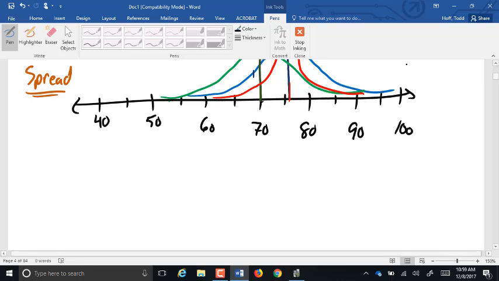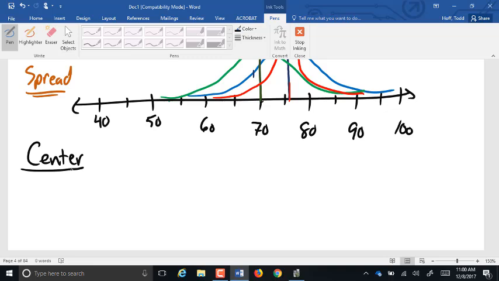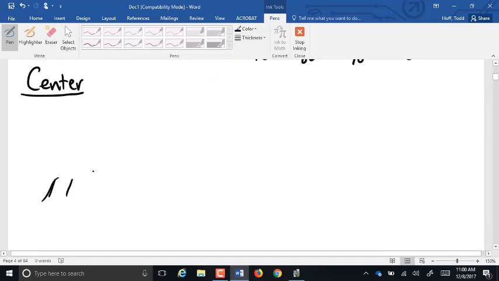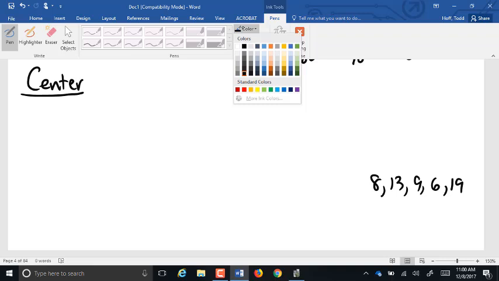So let's talk about numerically describing the center. We actually have a few different ways of describing the center. To do this, let's get a set of numbers here that we're going to use. I'm going to use some smaller numbers just to make life easier on me. Let's just stick with those 5 for now. There's my set of numbers.